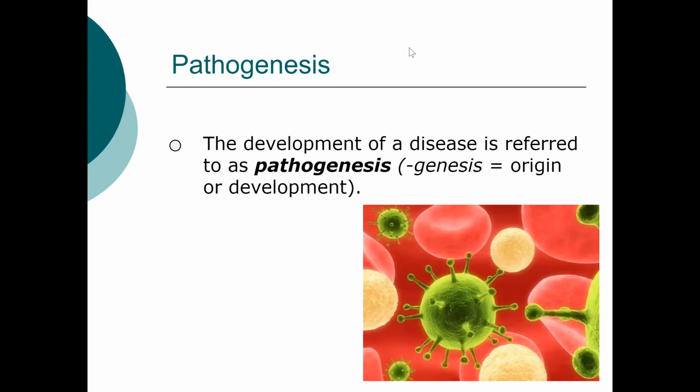Pathogenesis. The development of a disease is referred to as pathogenesis. Genesis meaning origin or development. How do diseases originate in the body? How does the common flu originate? How does influenza originate in the body? How does TB originate in the body? When we're looking at the origins of a disease or an outbreak, we are studying the pathogenesis of it, the beginning of this outbreak.